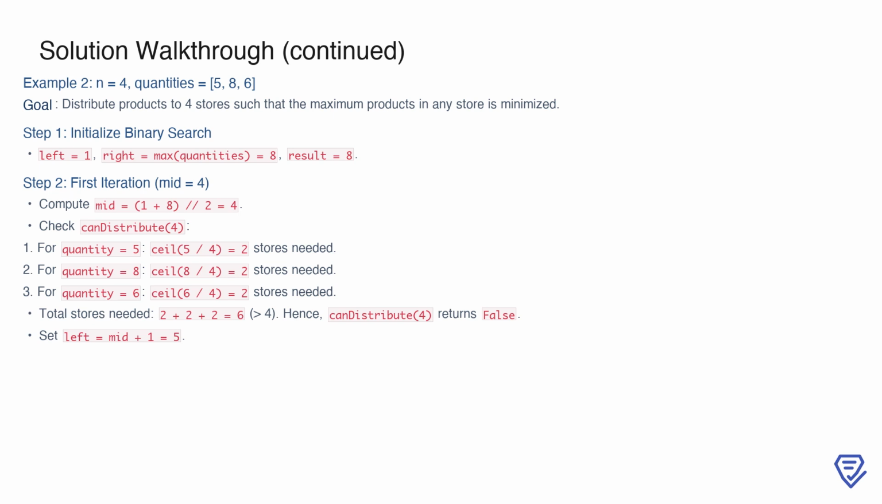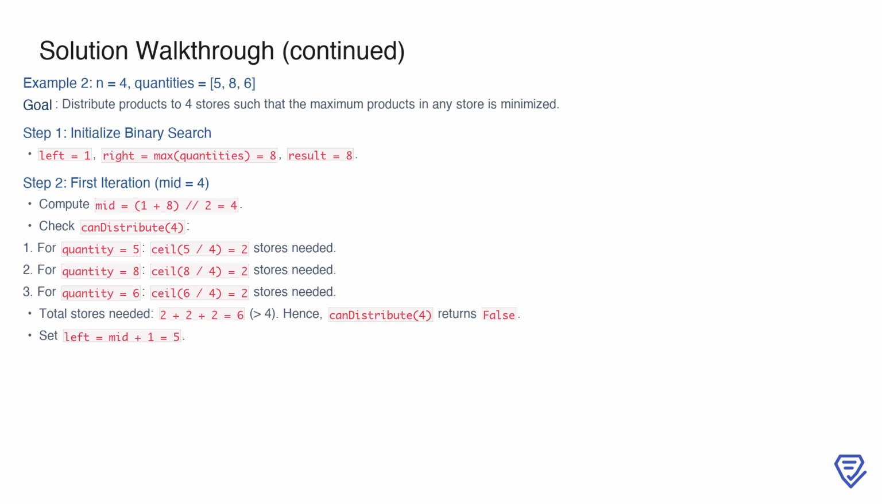In the second example, the goal is to distribute products to 4 stores while minimizing the maximum number of products in any one store. We initialize the binary search with left set to 1 and right set to the maximum value in the quantities array, which is 8. The result variable is also initialized to 8. For the first iteration, we calculate the midpoint as 4 and check if it's feasible to distribute the products with a maximum of 4 per store.